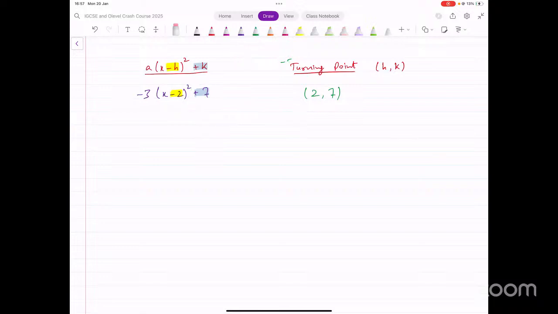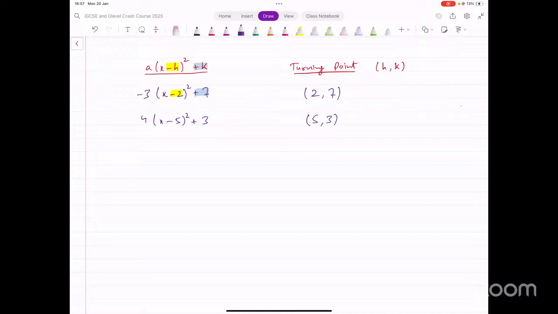Now, if you keep this in mind, you can actually write down the turning point directly for any function in this form. So if you have 4 into x minus 5 whole squared plus 3, what's the turning point of this? The x coordinate is going to be this number with the sign flipped. Flip this sign. This is minus 5. This becomes plus 5. The number outside remains the same. That's 3. 5, 3 is the turning point.